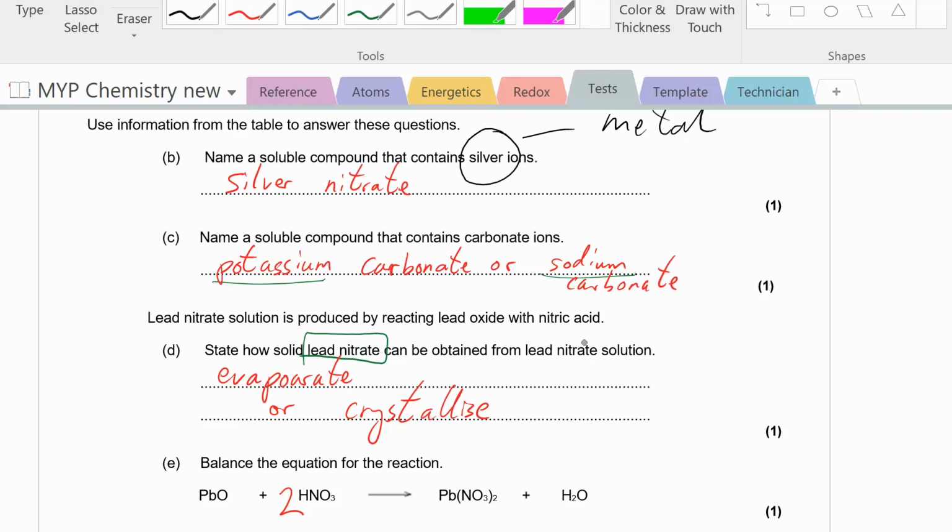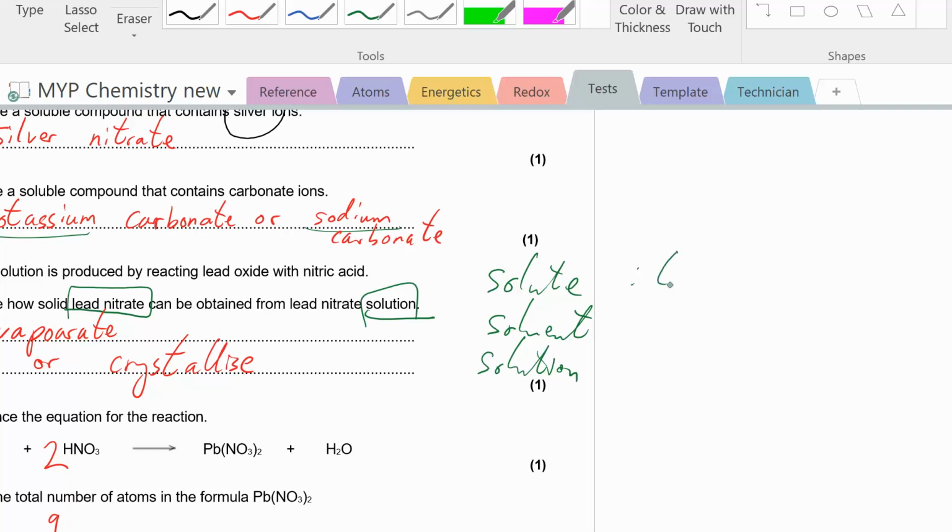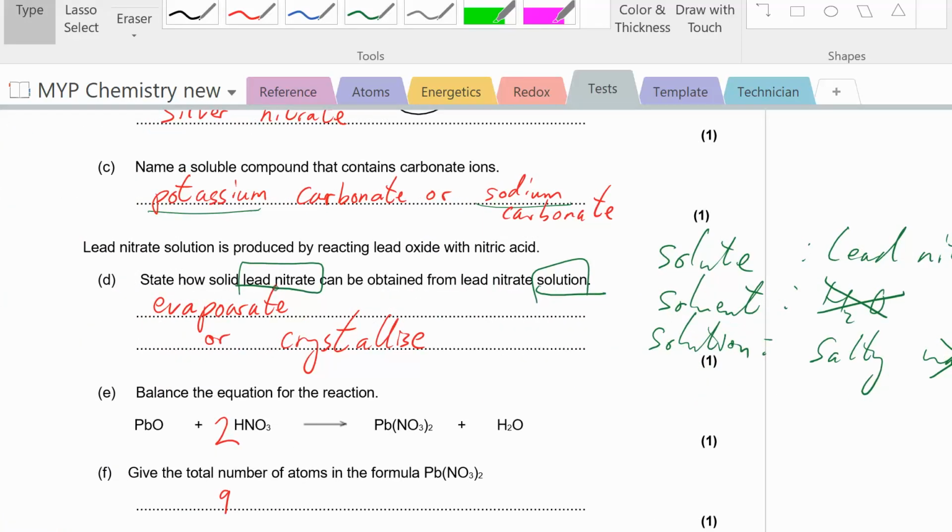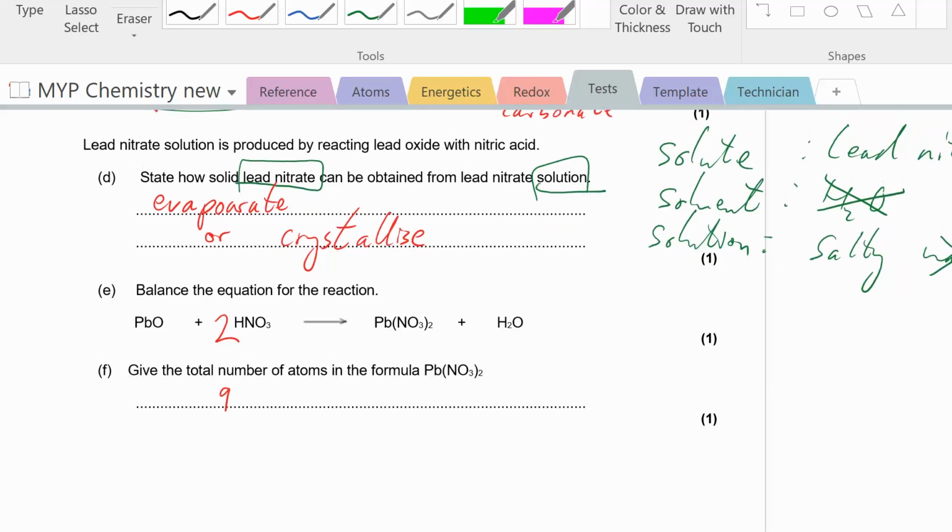How can you get a salt from a solution? Again, this goes back to the solute, solvent, solution. So our solute in this case is lead nitrate. 90% of the time that solvent is going to be H2O, and they form, again, like a salty water. If you want to get rid of the water, obviously the quickest way is to evaporate or crystallize, boil it off, and that's just worth 1 mark.